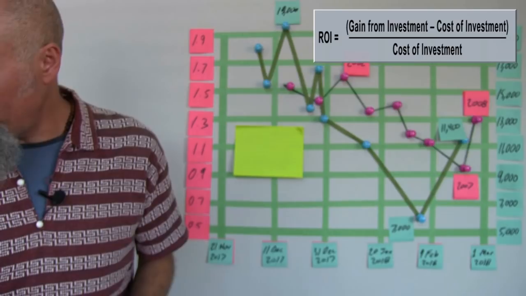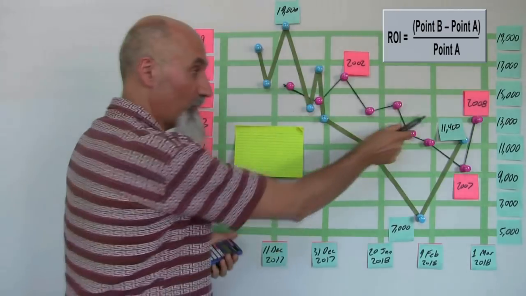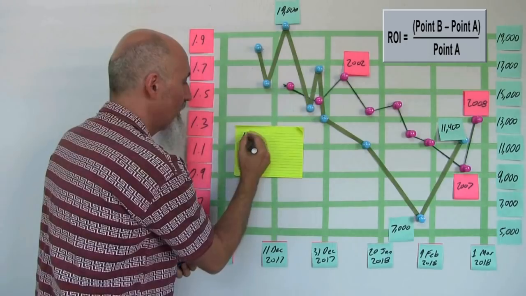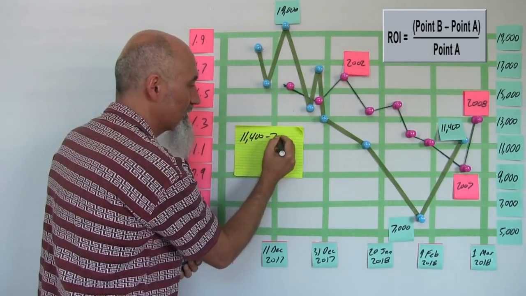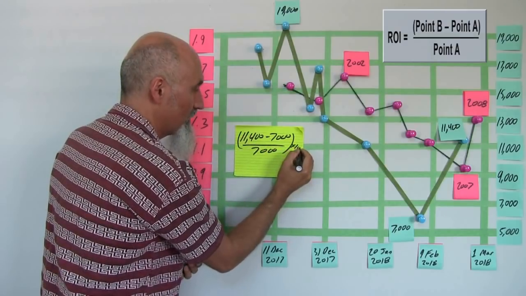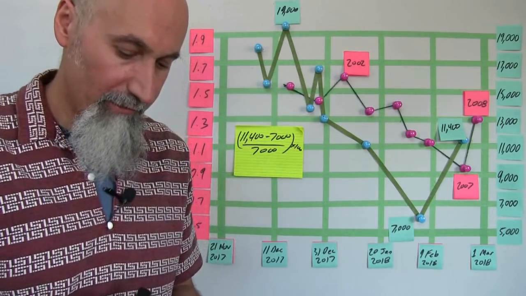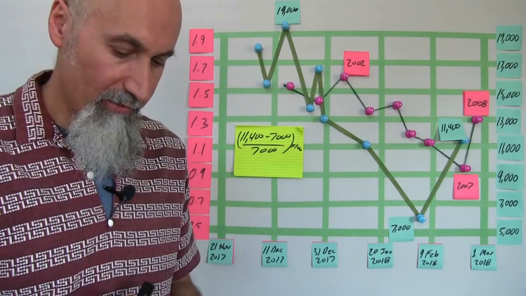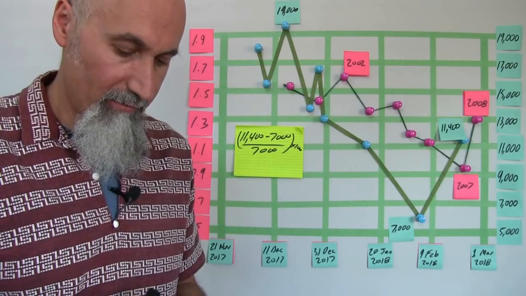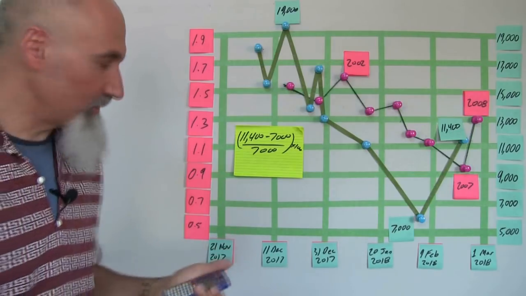And our calculation is going to be, let's bring our calculator to point B. Point B minus point A divided by point A times 100. Point B, 11,400 minus 7,000 divided by 7,000 times 100. All right. 11,400 minus 7,000 is 4,400, divided by 7,000 is going to be 62.86%.